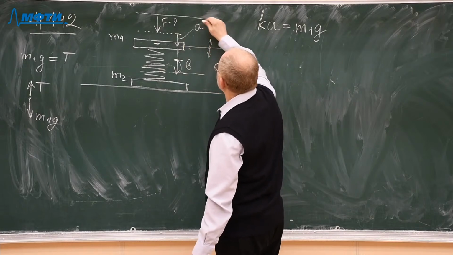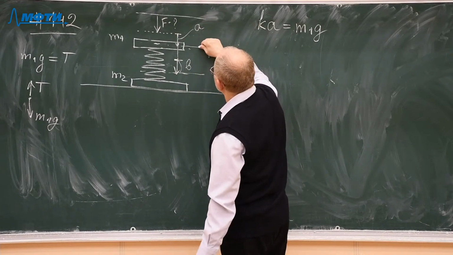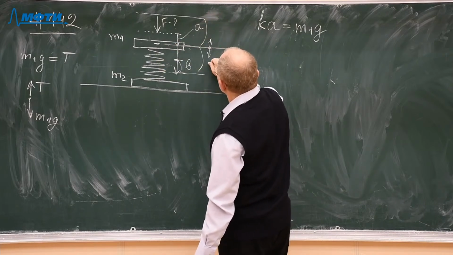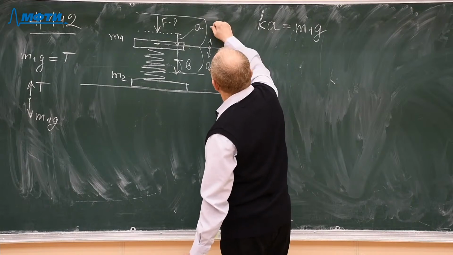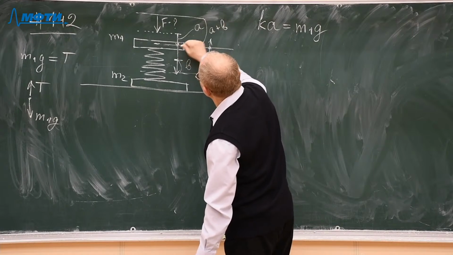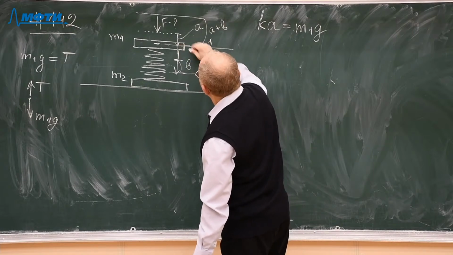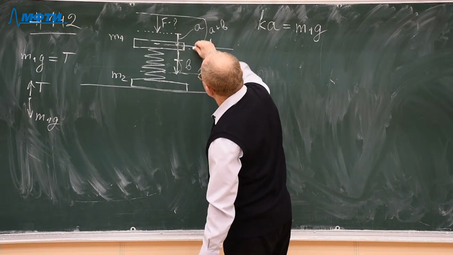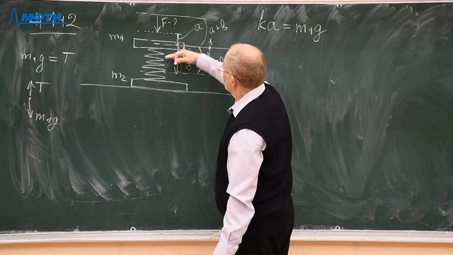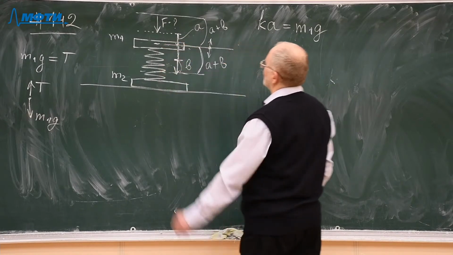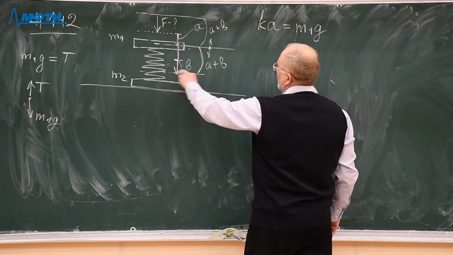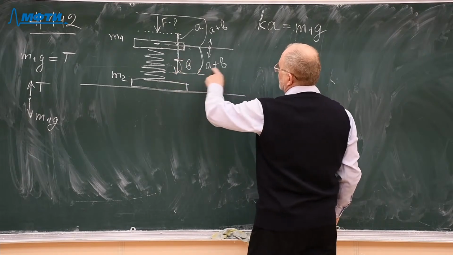which are at equal distance from the equilibrium position. So the lower distance will be a plus b, and the upper distance will be a plus b, because this is a, this is a, and this is a, and this is b. So we must press further upon the upper plate so that it goes lower, at a distance a plus b.